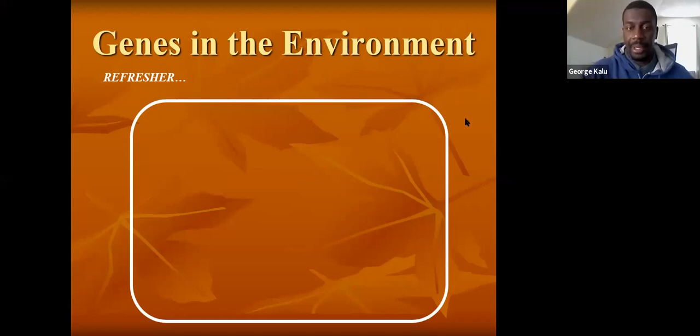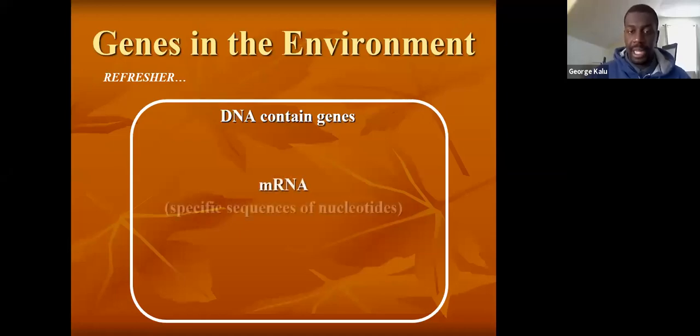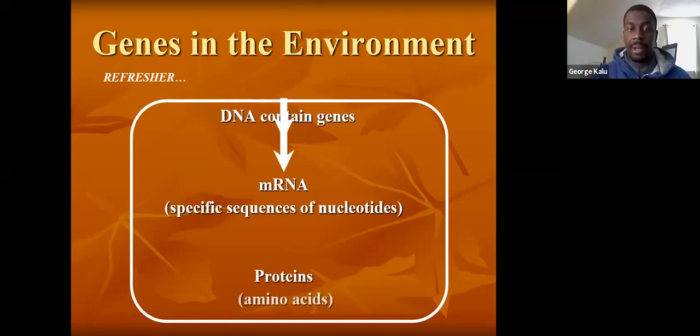Yeah, okay. So just as a quick refresher, our DNA is going to contain lots of genes. So genes, like I said, are going to be just regions of the DNA that are going to code for specific traits. Okay. In addition to DNA, we're also going to have messenger RNA. Okay. And inside that messenger RNA, we're going to have specific sequences of nucleotides. And then the last thing that we're going to have is going to be our proteins. Okay. And so the proteins are going to be made up of amino acids.